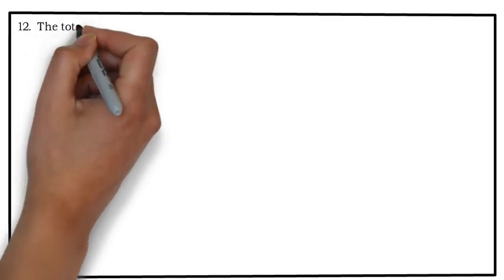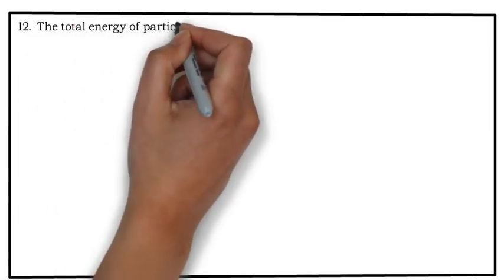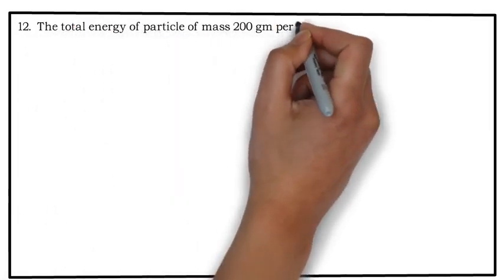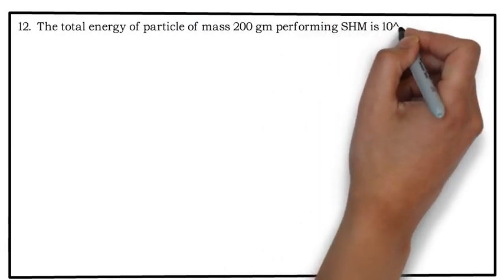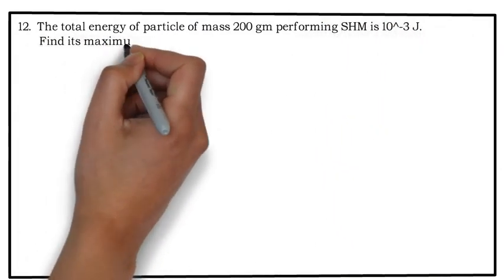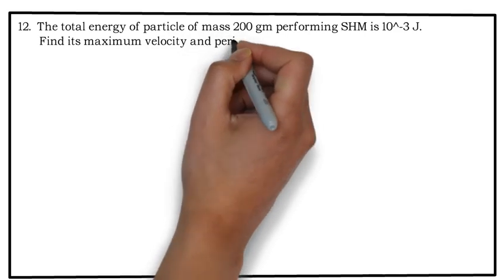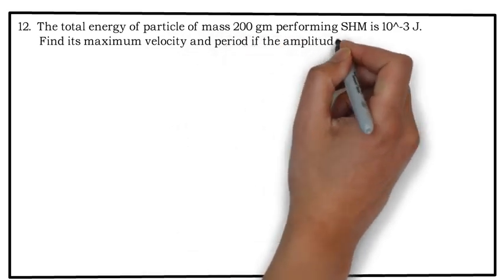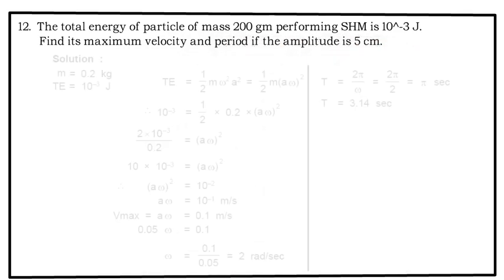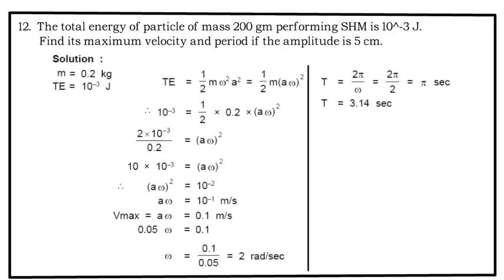Problem number 12. The total energy of a particle of mass 200 gram performing SHM is 10 raised to minus 3 joule. Find its maximum velocity and period if the amplitude is 5 centimeter. M is equal to 0.2 kg. Total energy is equal to 10 raised to minus 3 joule.